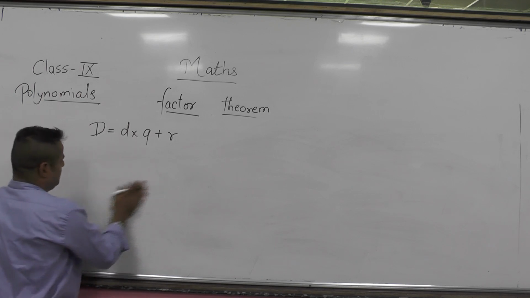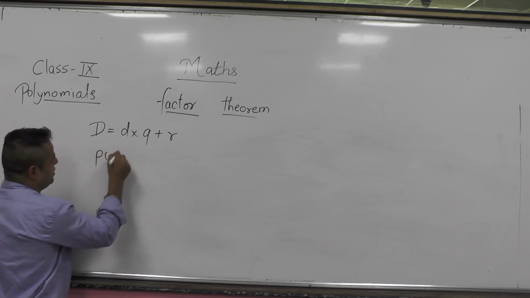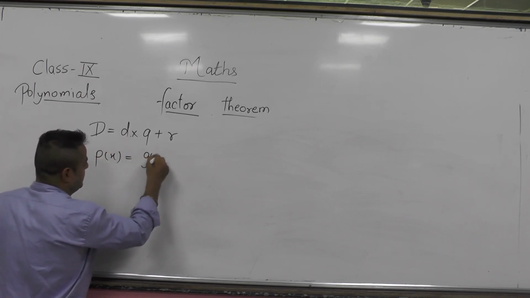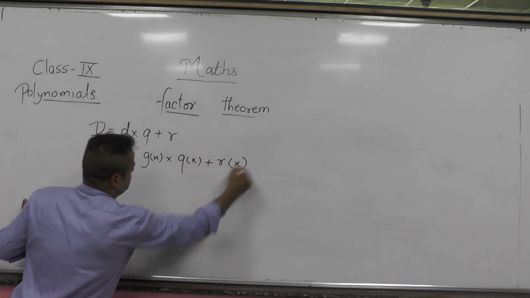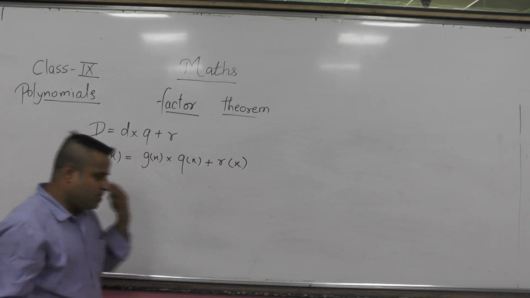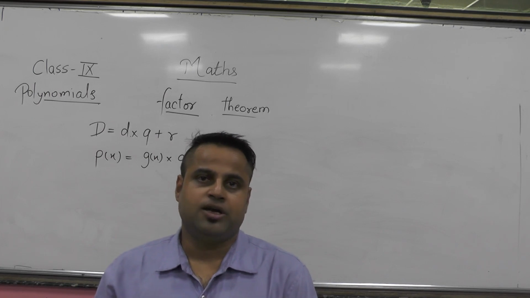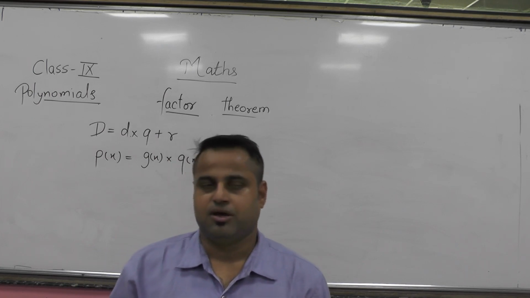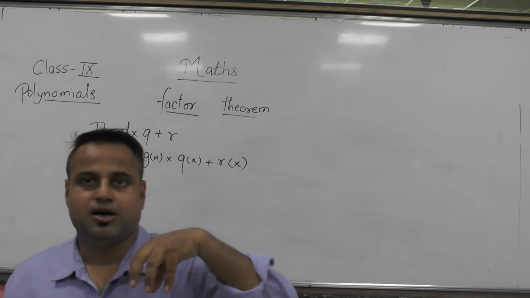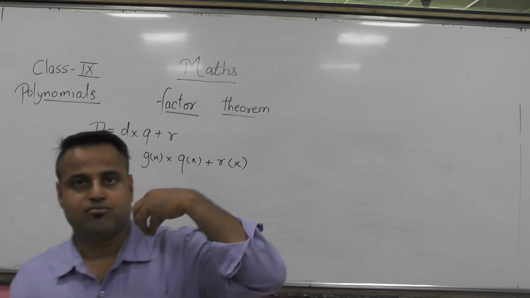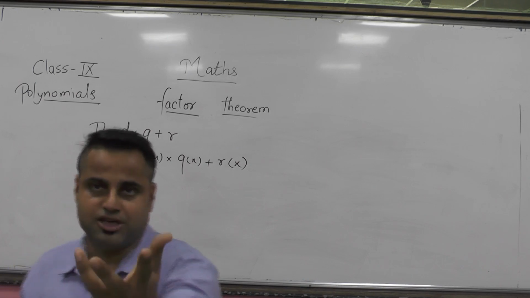This will be coming into your next class. Now here the dividend is a polynomial p(x), the divisor is g(x), the quotient is q(x), and the remainder is r(x). This is the only relationship. Now assume when a number or a polynomial is called a factor of another polynomial. As you all know what a factor is, a factor is a number which divides a number totally and gives us the remainder as 0.